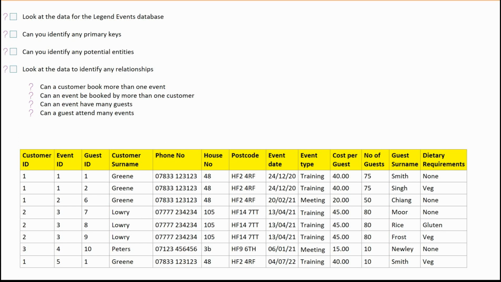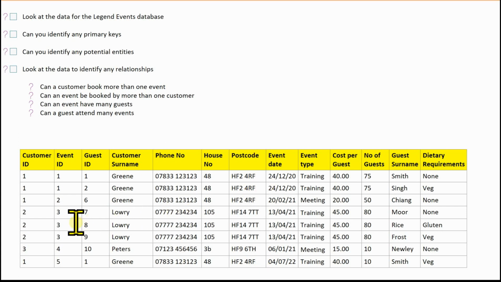So we've got attributes, customer ID, event ID and guest ID. I suggest they're going to be primary keys. And if they're going to be primary keys, that means we've got entities, customer, event and guest. Let's have a look at the customer first. We've got customer ID 1, and we know that's for customer Green. We've got the same phone number, the same house number and the same postcode. And it looks like Green's had 1 event, 2 events, 3 events.